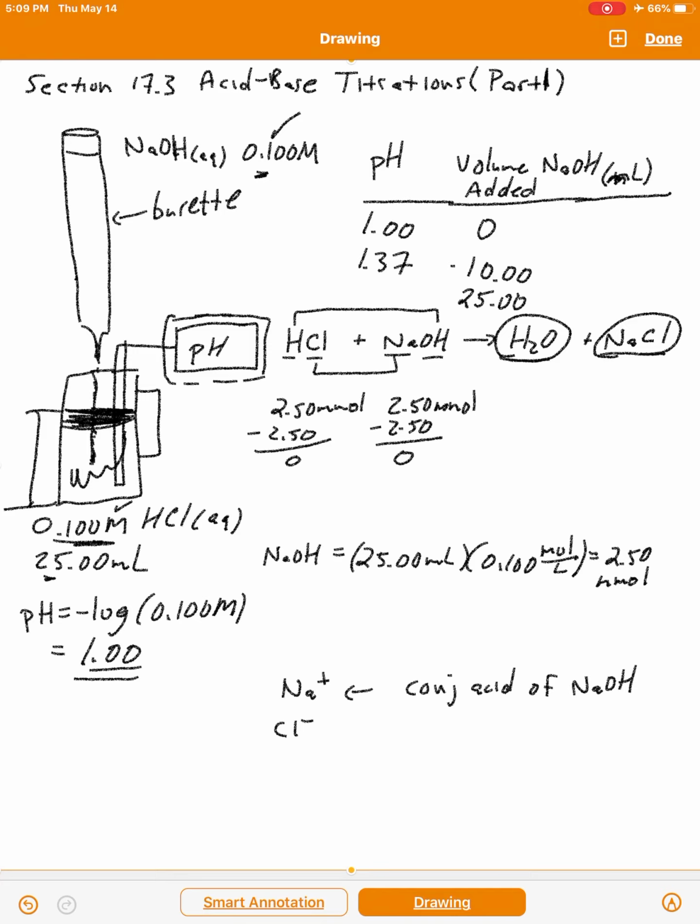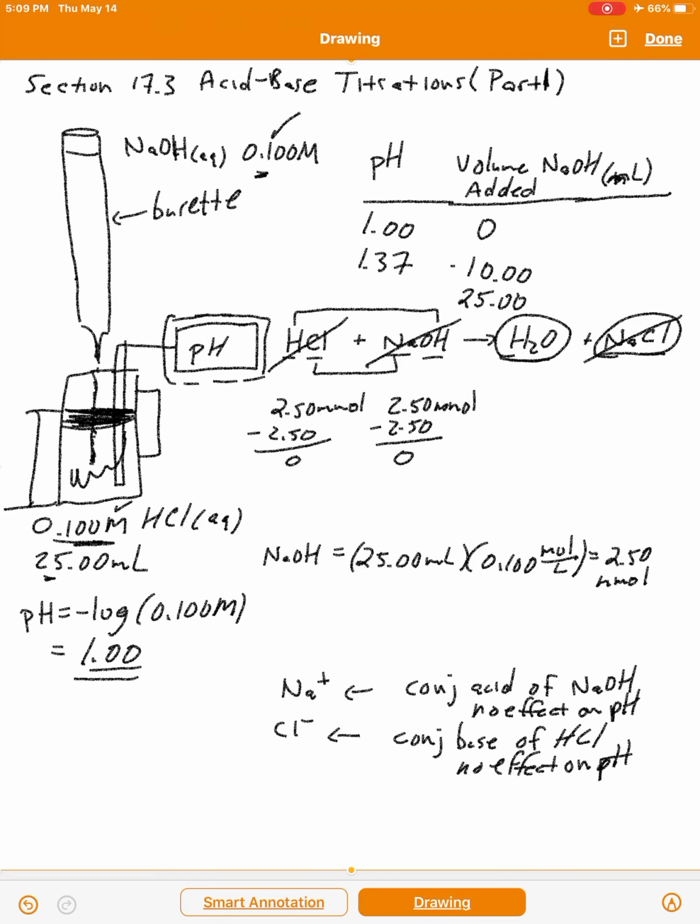And what we said in chapter 16 is that the conjugate acid of a strong base has no effect on pH. So if you need to, go back to the chapter 16 videos on that. This is the conjugate base of HCl. It has no effect on pH. So that means this is 0, so it does not affect pH. This is 0, so it does not affect pH. And because these are conjugates of strong acids and bases, it has no effect on pH.